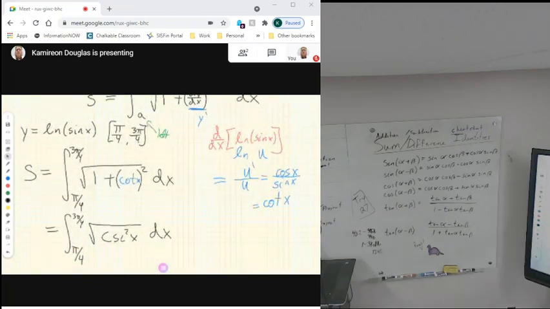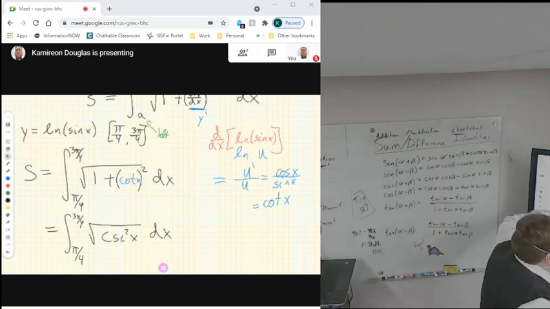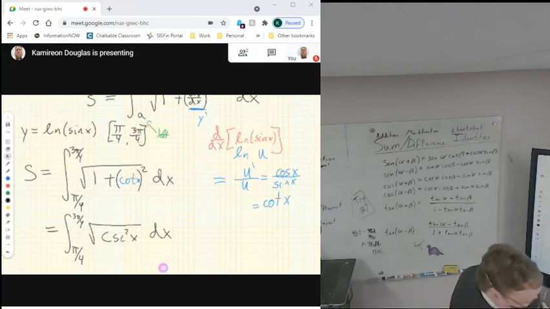Okay. The derivative of a natural log function is u prime over u. So u prime, derivative of sine is cosine, over u, sine is sine. Cosine over sine is cotangent. So far up to here, I don't believe I've made any mistakes. Okay. I go to my Pythagorean identities. Oh, I gotta write cosecant right there. Alright, I've got the integral of cosecant.